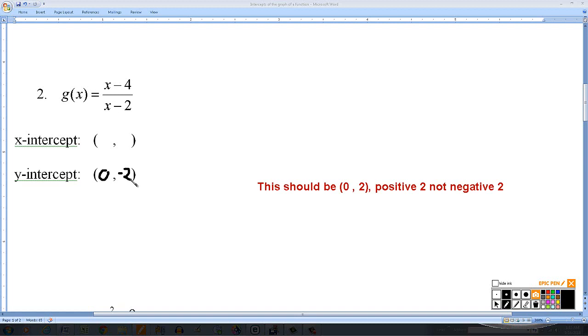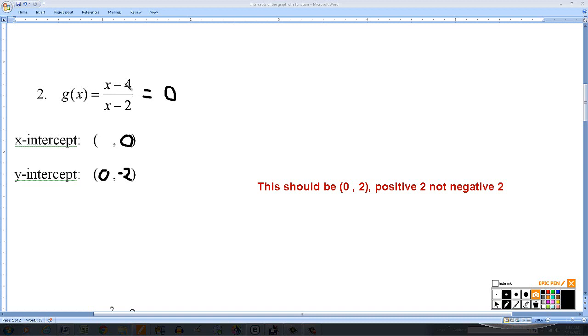Okay, so the y-intercept is (0, -2). The graph crosses the y-axis at (0, -2). Okay, for the x-intercept, the y value has to be 0. So I have it there.